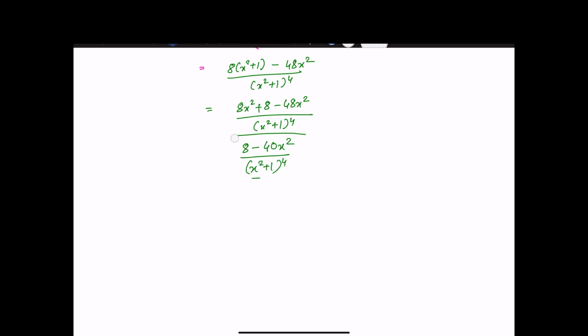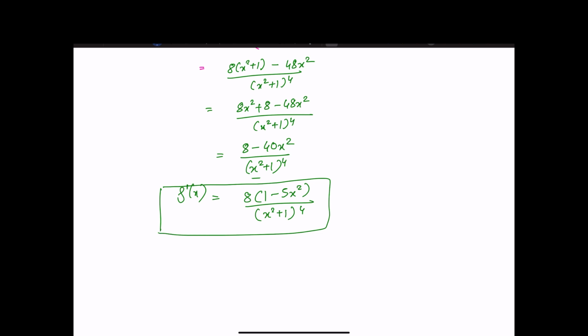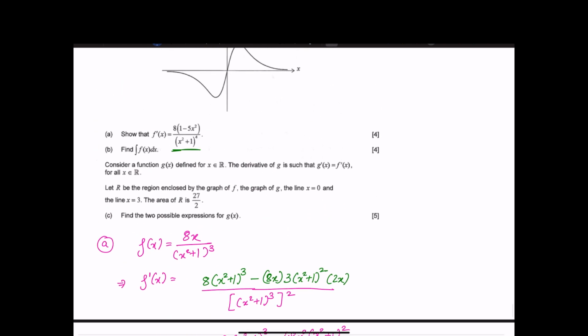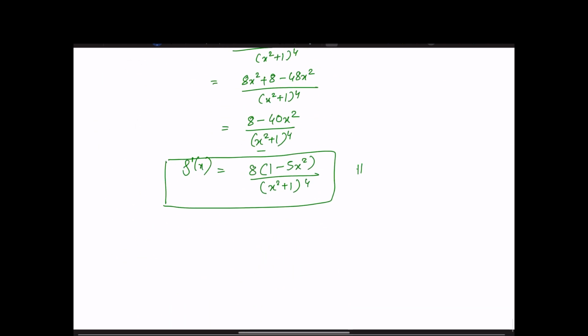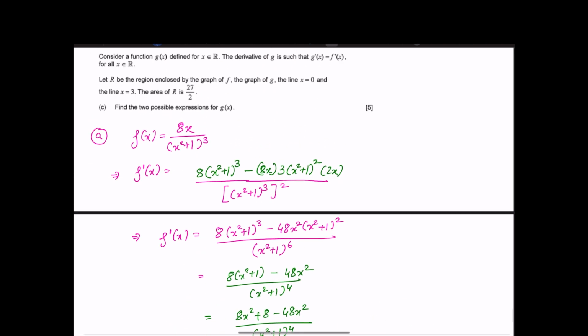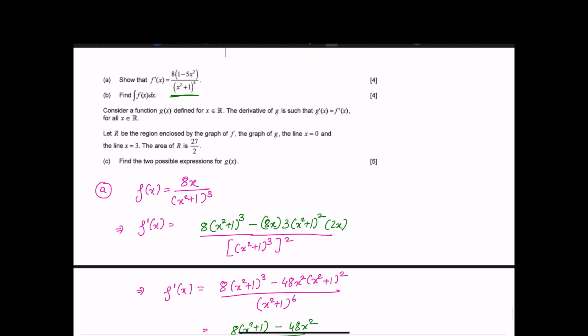Just one more step here. If I take 8 common, I'll get (1 minus 5x square) divided by (x square plus 1) whole to the power of 4. This is my f dash x. And this definitely matches with the expression given here, so hence proven. Done. So part A of this question has been solved.